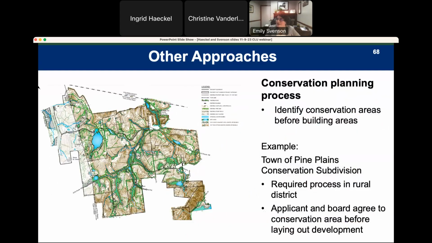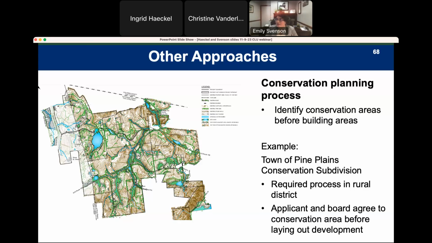Another example is the use of a conservation planning process. So you may have conservation subdivisions in your subdivision code. The idea there is to arrange the lots or the homes on a site in a way that best protects the natural resources on the site, while still allowing the developer to have the full number of houses that they otherwise would have.